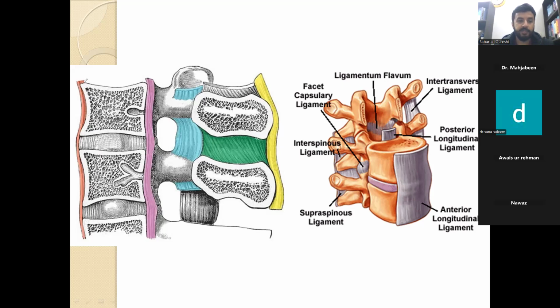The anteriorly most ligament that attaches the anterior vertebral bodies, this is the anterior longitudinal ligament that is shown in the red color. Just behind the vertebral body, this is the posterior longitudinal ligament. And this is the canal in between.